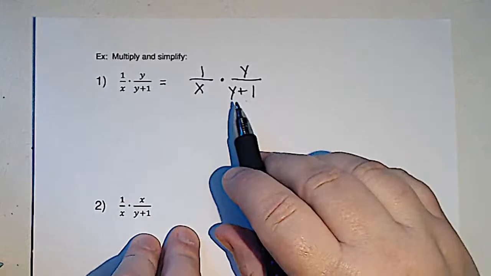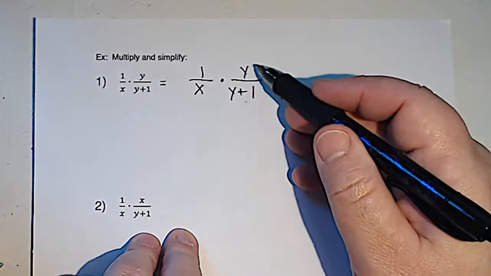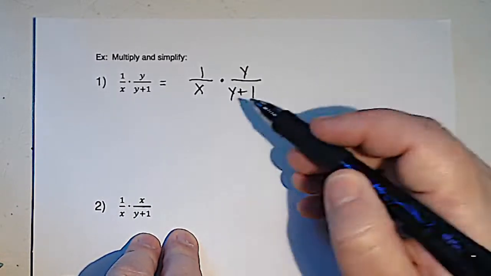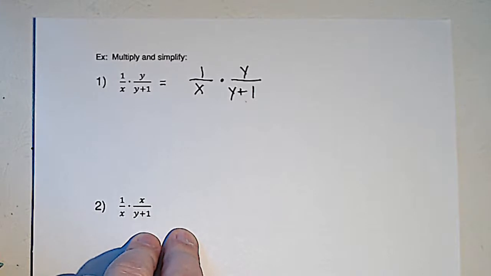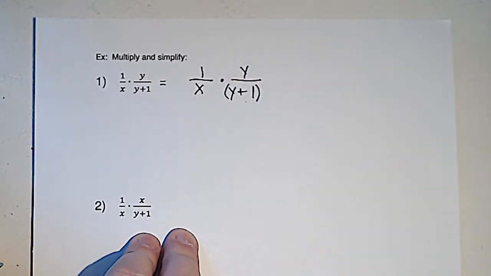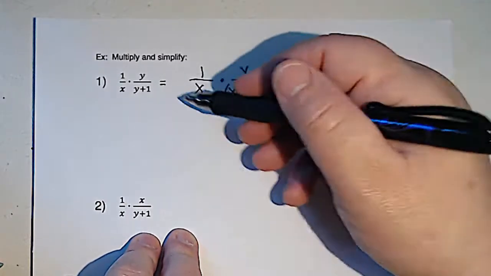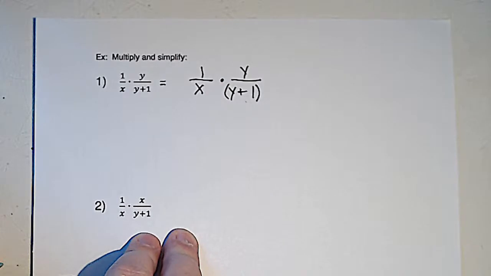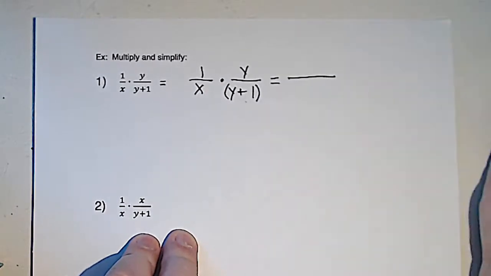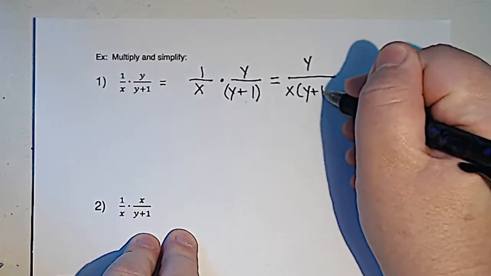Y plus 1, there are two terms down here, which means danger, do not reduce unless you can factor something out of this. And in fact, in y plus 1, the only thing I could factor out is 1, which will not help us. So this should be seen as a single piece. If it doesn't cancel completely, you can't cancel it. So there's nothing that can be canceled, and I cannot reduce. So I'm going to multiply across the top. I get y on top, and I get x times the quantity y plus 1.